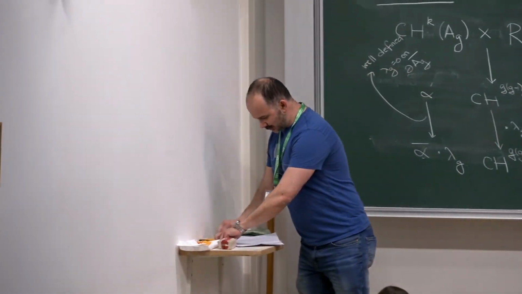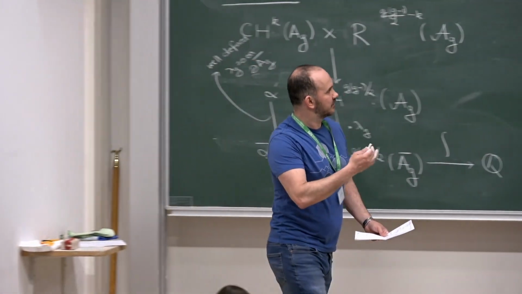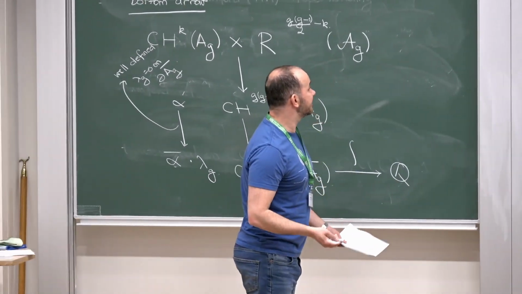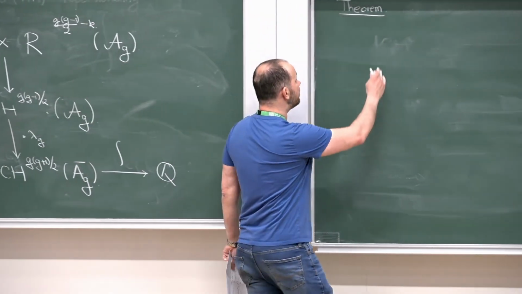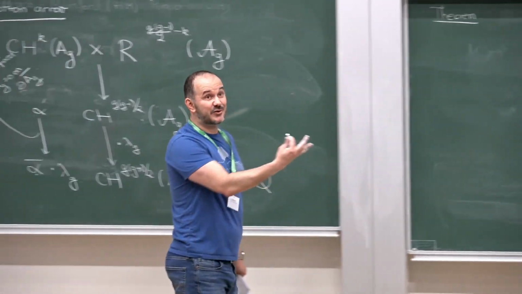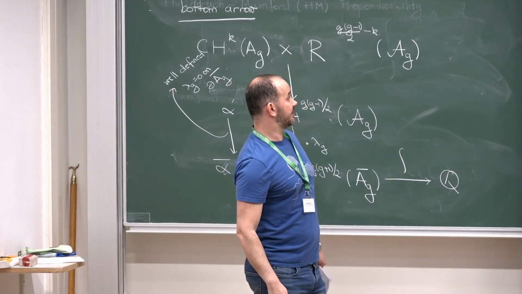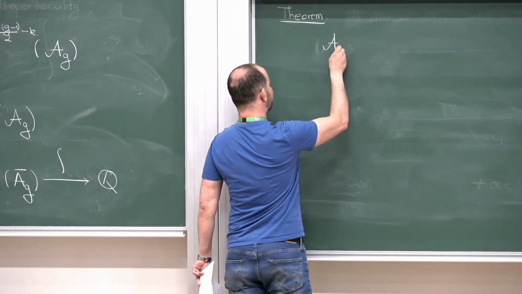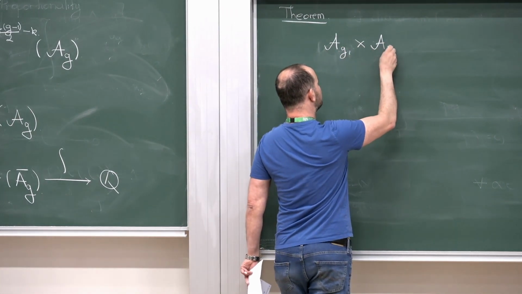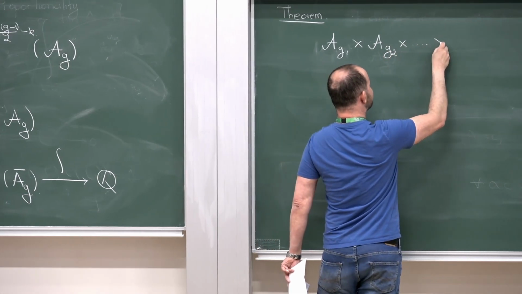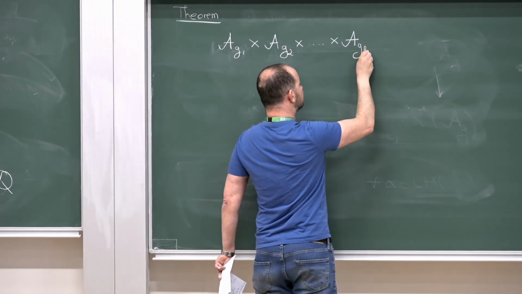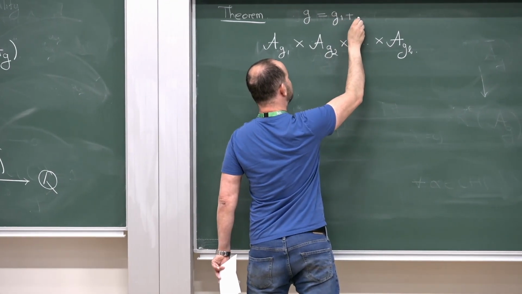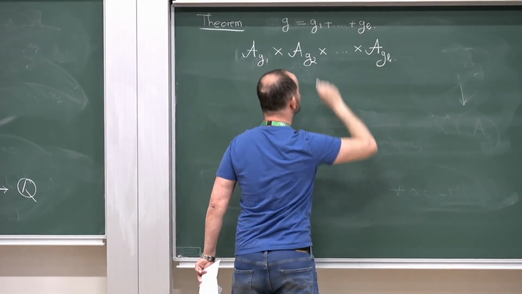So let me give you some concrete examples of tautological projections, and probably the simplest geometric cycle one can think about in the moduli space of abelian varieties is a product of lower dimensional moduli spaces. You can look at AG1 times AG2 times ... times AGL, where G is equal to G1 plus ... plus GL.